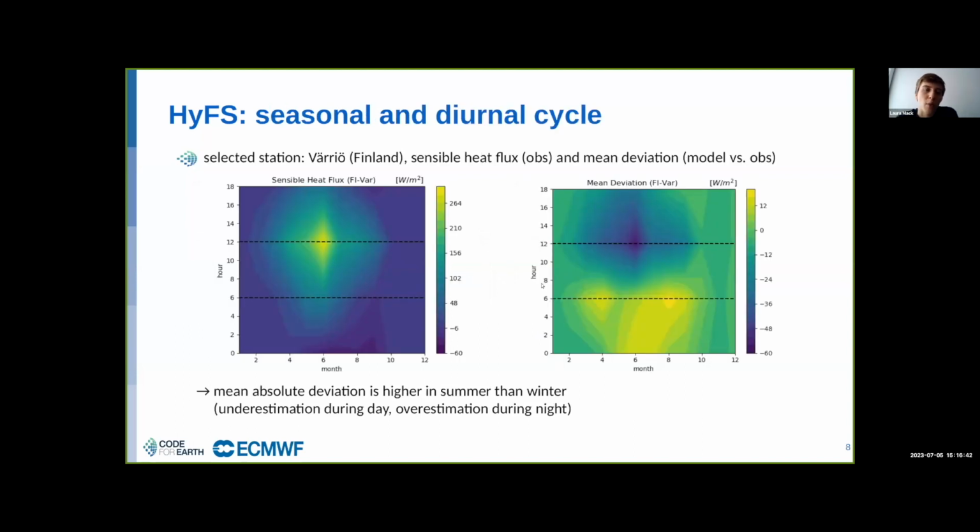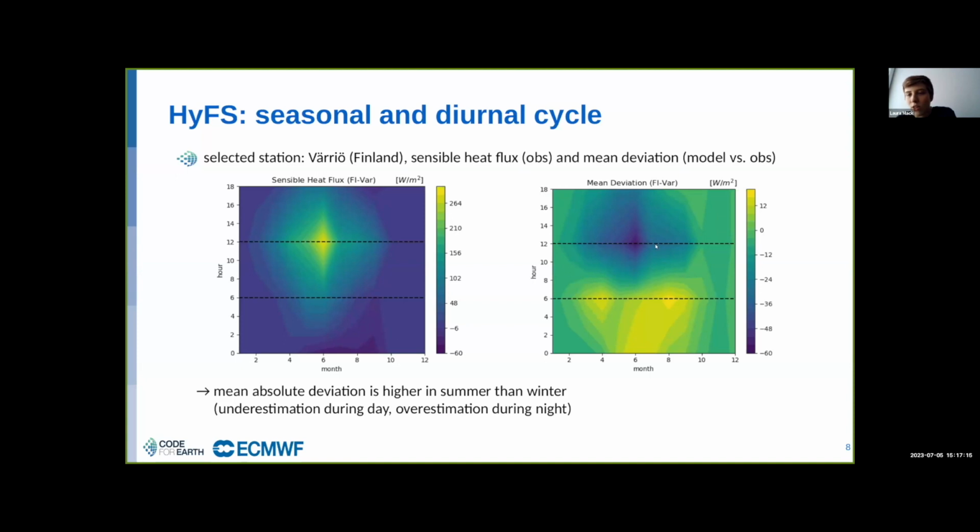Yeah, and if we now combine seasonal and diurnal cycle, here's an example for one selected station in Finland. And on the left plot, you can see the measured sensible heat flux, so the month on the x-axis and the hour on the y-axis. It's interpolated, but just in principle, these 4 values we always consider. And you can see this clear maximum during summer for the 12 UTC measurements, and negative values during night or also during winter.